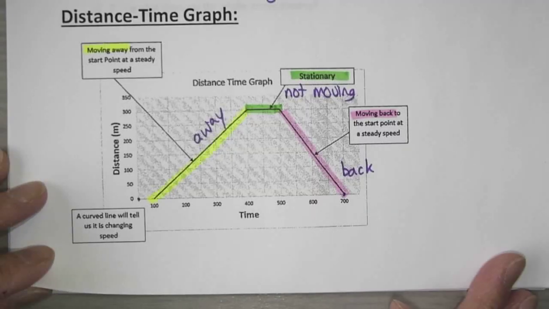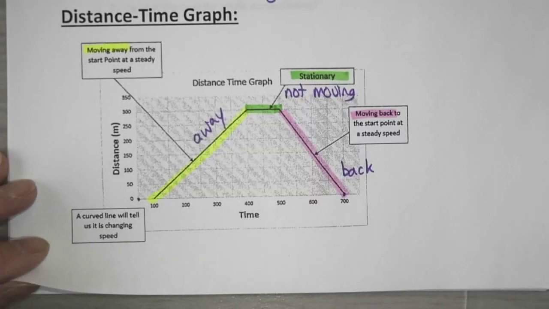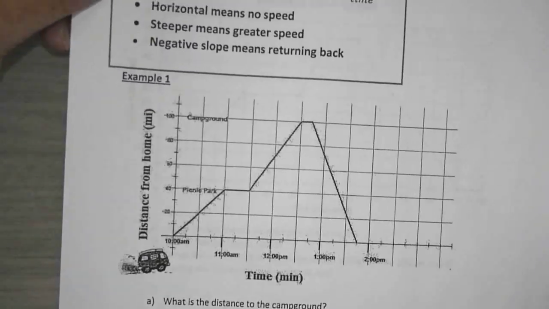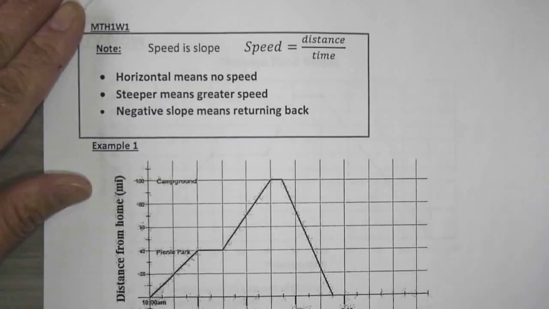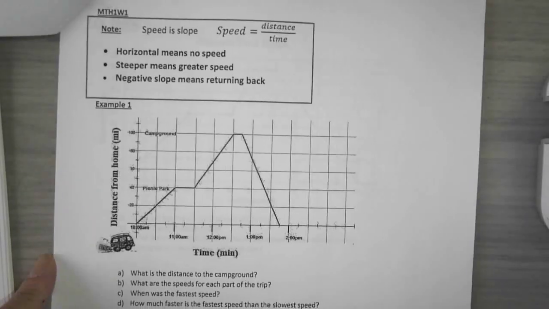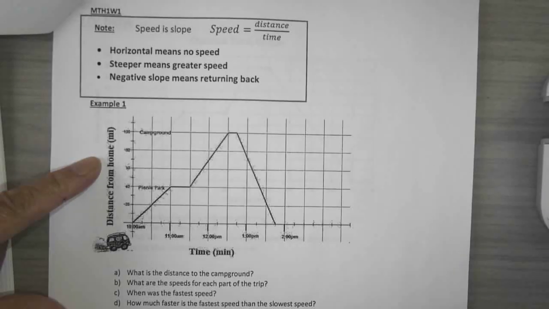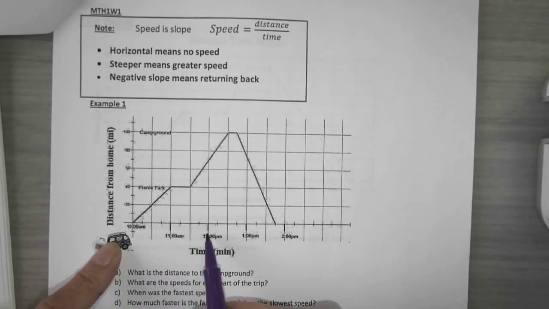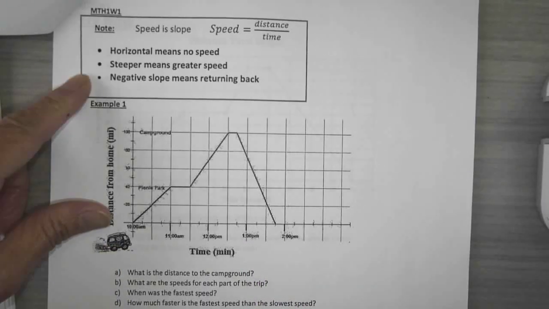So that is a distance time graph. We're going to be reading off of them and drawing some. So here, let's try to read off of this one. It says, if this is the distance from home, I'm going to just zoom out a bit. So if this is the distance from home in miles, and this is the time. So at 10 a.m., 11, 12, 1, 2.